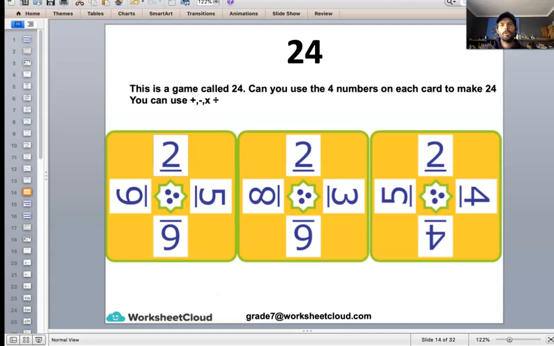Guys, this brings us on to the game of 24, which is our finisher for today. By now, I'm sure you know that you need to use each of the 4 numbers on each card, along with a combination of the operational signs, and you need to come up with the answer of 24. It's really important to remember your order of operations: divide, multiply, then add, subtract, and see how many different ways you can come up with the answer of 24.